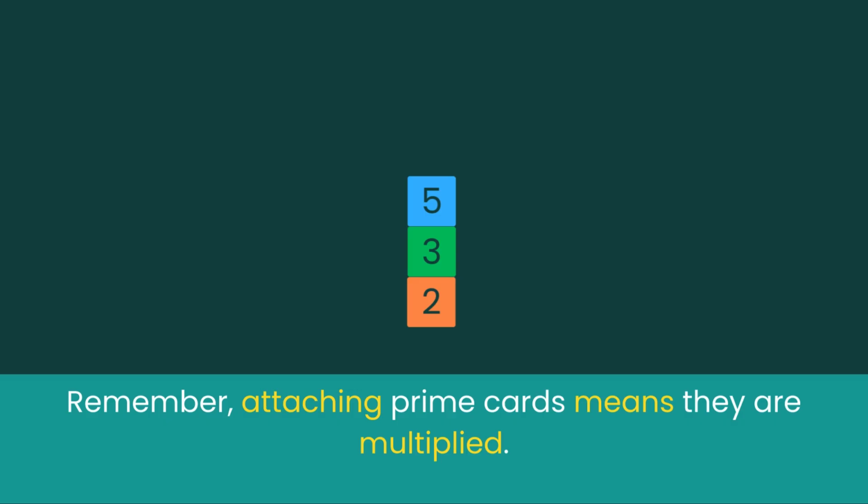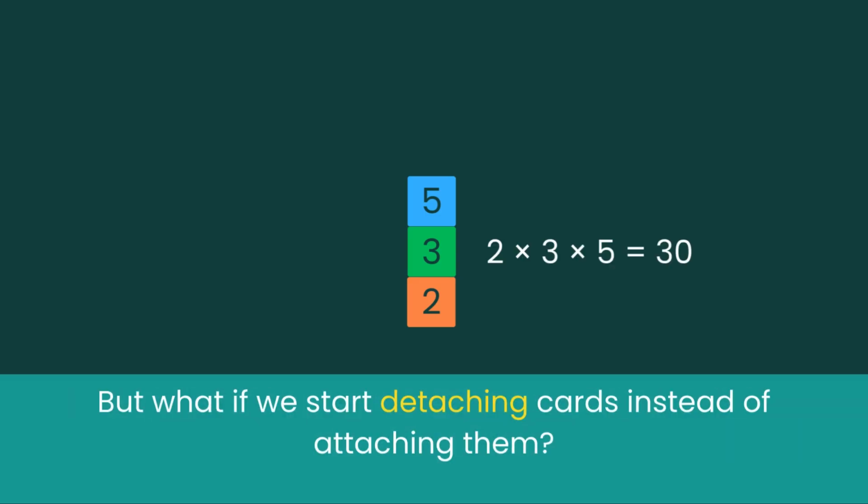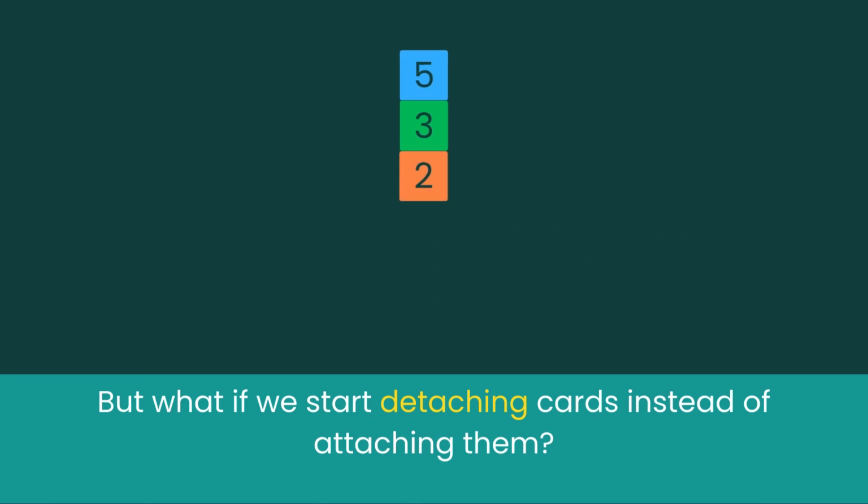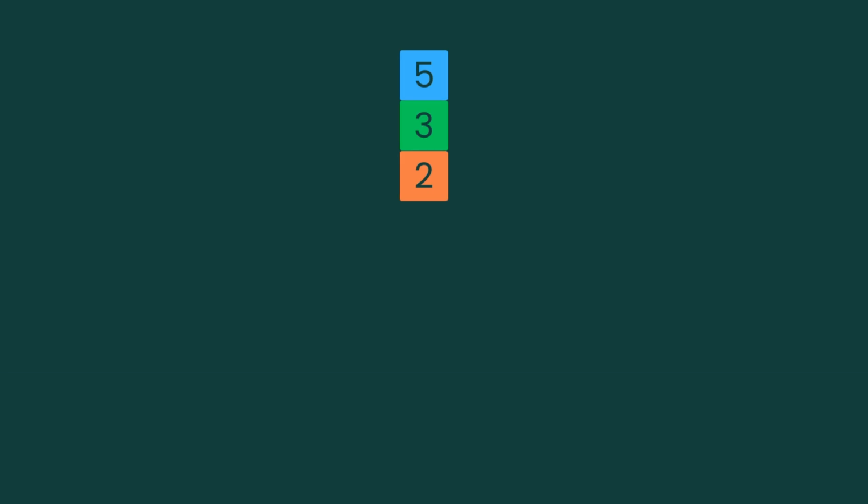We attach a card of 2, a card of 3, and a card of 5. That's how 30 is built. Remember, attaching prime cards means they are multiplied. But what if we start detaching cards instead of attaching them? Let's try it. First, if we detach the card of 2, what do you think we get?